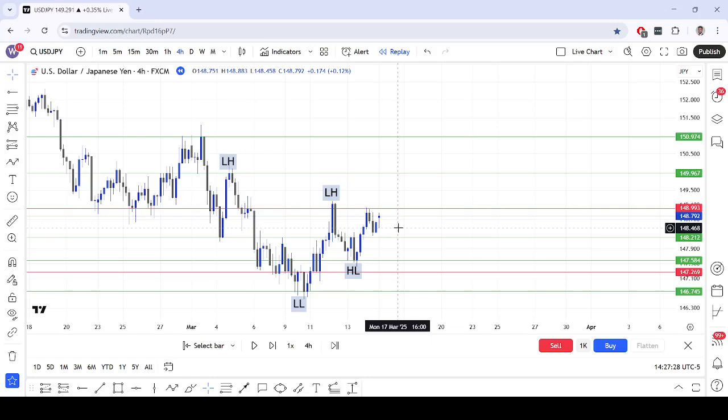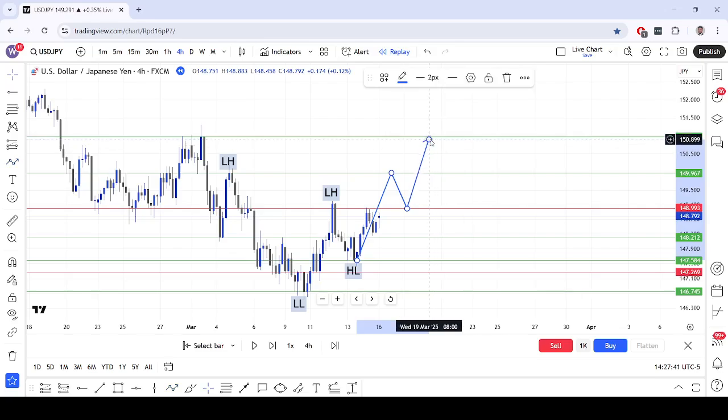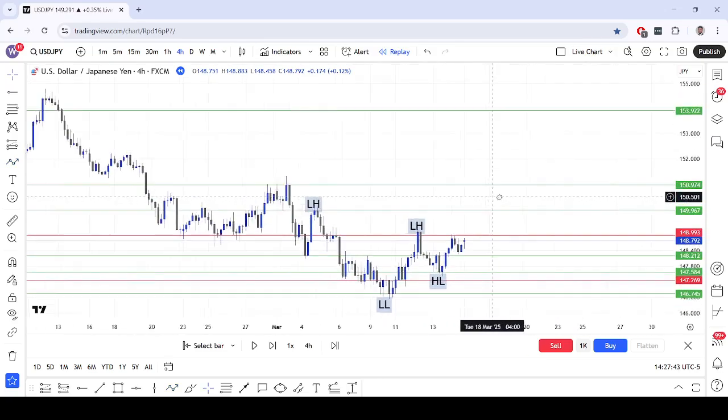Maybe now it wants to break through this lower high to create a higher high, because it created a higher low. So maybe what it wants to do next is create a higher high and then pull back to do a higher low, and then continue in such a fashion. That's what we're looking for.